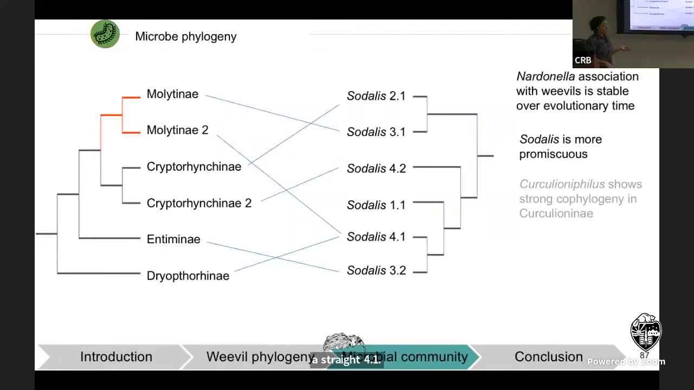In Sodalis, the relationship is a lot more promiscuous. So you might have two strains of Sodalis be closely related, but be housed in distantly related weevils. So it's just a little bit all across the board here. We get a lot of a mismatch of phylogenies, as it were.